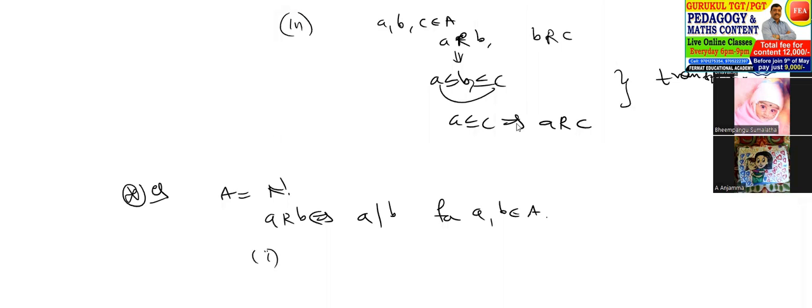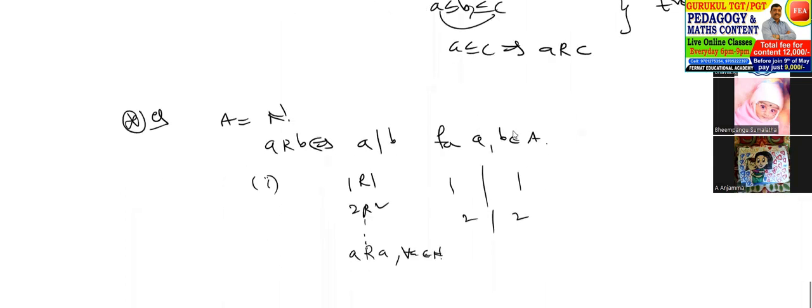Suppose we take another example. Suppose A is my natural numbers. A is related to B if and only if A divides B. First one, is it reflexive? Yes, sir. You give me 1. 1 divides 1 automatically. So 1 is related to 1 itself. If you give me 2, 2 divides itself. Therefore, 2 is related to 2 itself. So any natural number is related to itself. So it is reflexive.